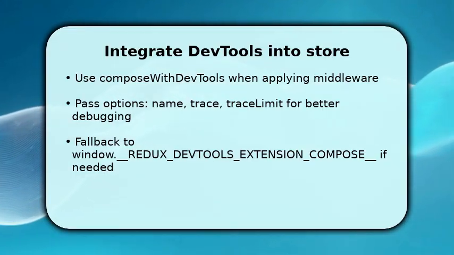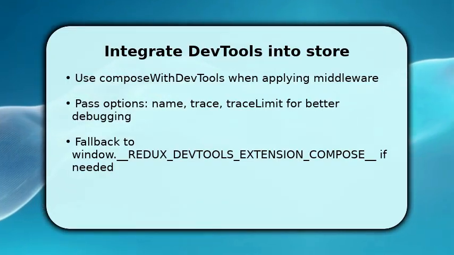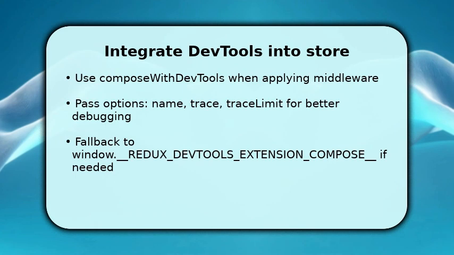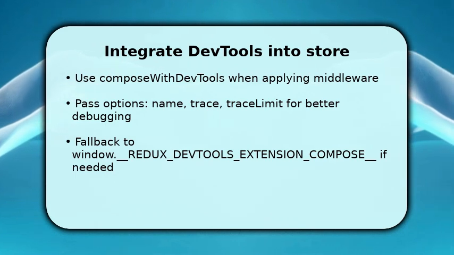If you don't want an extra dependency, use window.__REDUX_DEVTOOLS_EXTENSION_COMPOSE__ as a fallback. Check production guards. After integrating, dispatch a test action to confirm the extension logs actions and state snapshots.